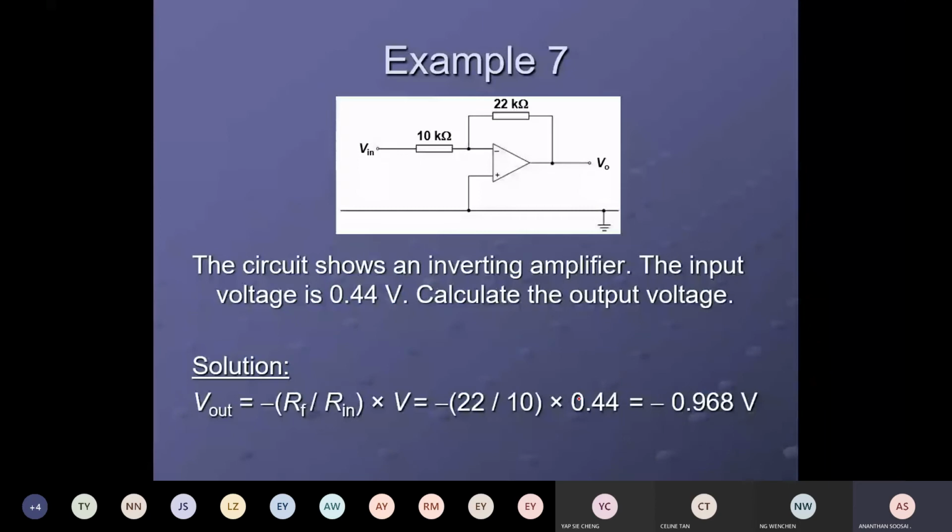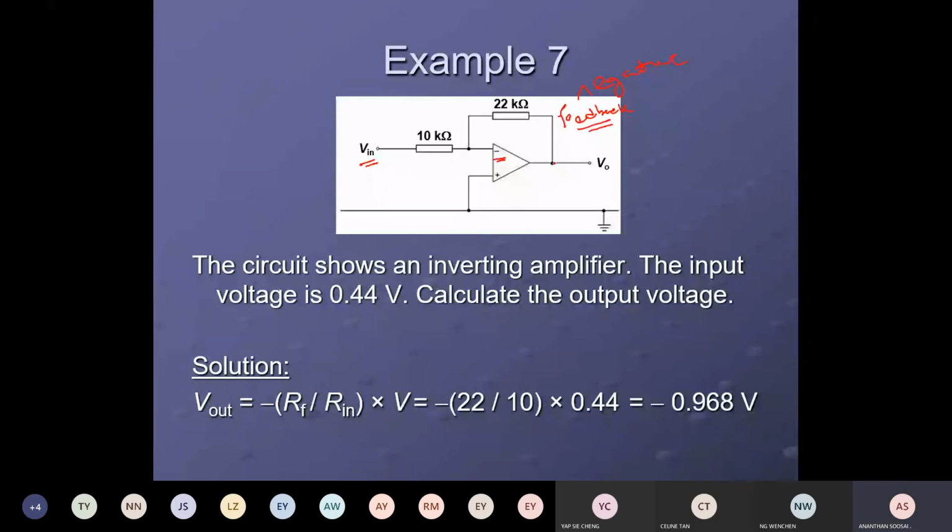Let us do one question. So this is an inverting amplifier. How do you know? The input is at the negative terminal, and second, there is a feedback. This feedback is called negative feedback. Why do we say negative feedback?